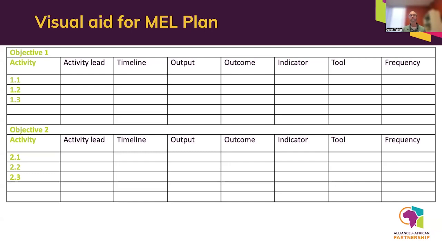Third column would be when would those activities take place? Then you would list the anticipated output, so what is produced by that activity, as well as the intended outcome. So what is the change that resulted based on that activity? What is the indicator that you will use in order to measure that progress, as well as the tool? So how will you collect that information? As well as the frequency. Here we're talking about the information collection frequency. So when and how often will that information be collected?